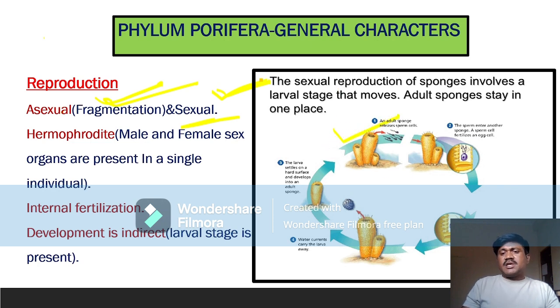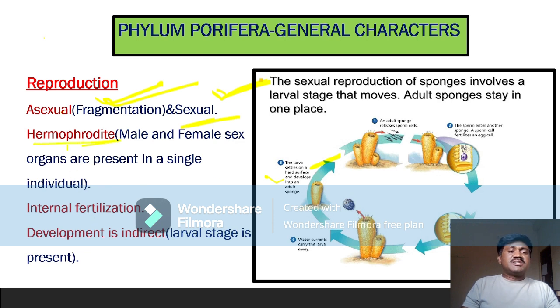Look at this: this sponge is releasing sperm cells and this sponge is receiving the sperm cells. Inside the body a zygote is formed, and inside the body a larva is developed. The larva comes out, and when it gets a hard surface in the water, it settles down there and grows into a complete individual, matures like a new adult individual. So like that they can reproduce sexually also.